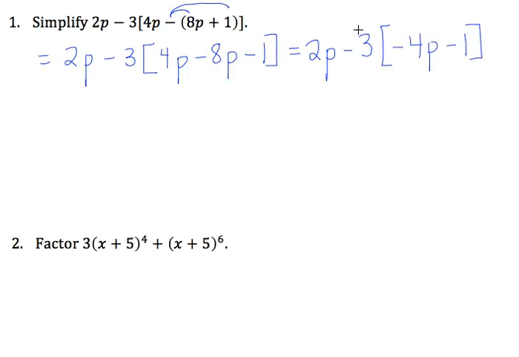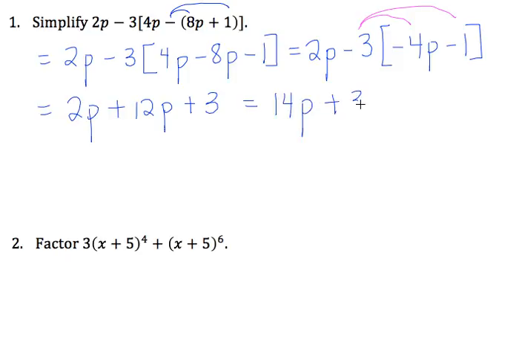Okay, now we're ready to distribute that negative 3 out over those brackets. So we have this 2p, I'm just copying along. Negative 3 times negative 4p is positive 12p. And then we have a positive 3 there. And 2p plus 12p is 14p plus 3 for your final answer.